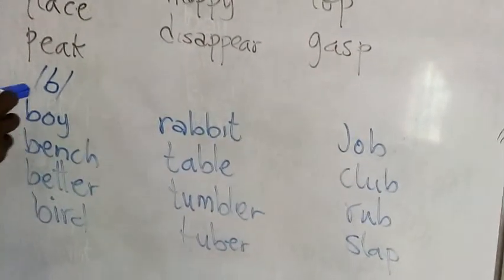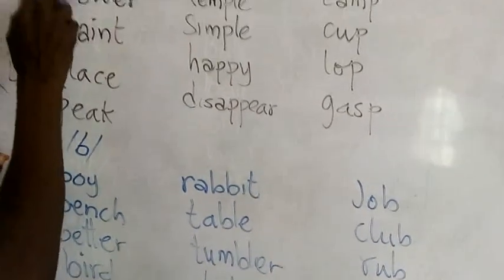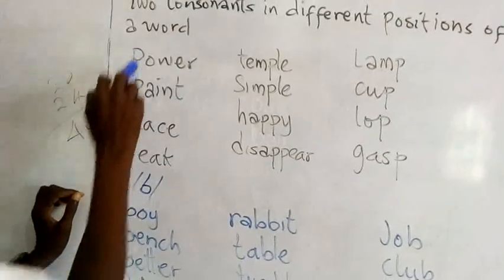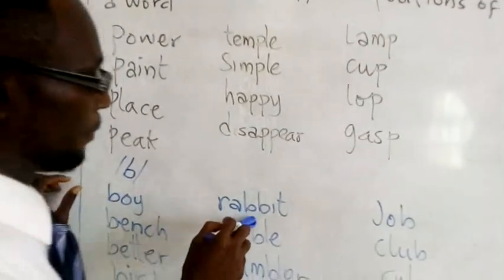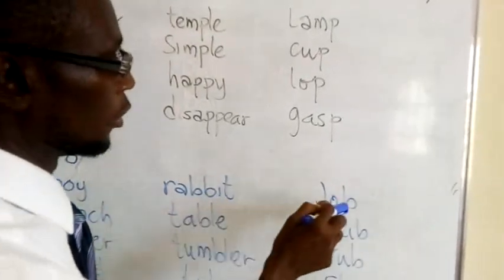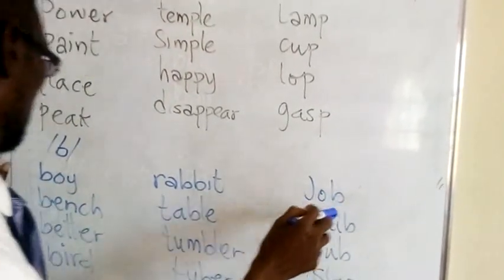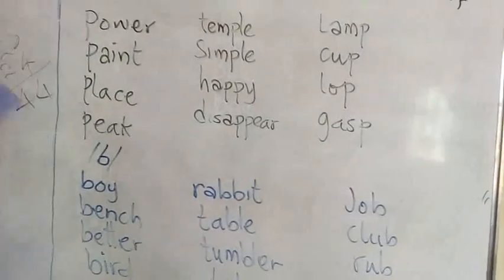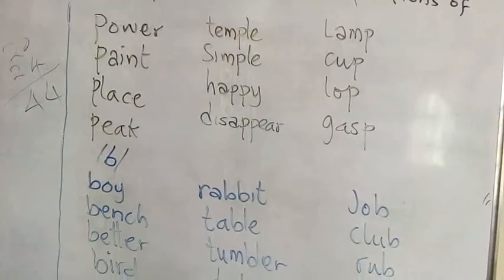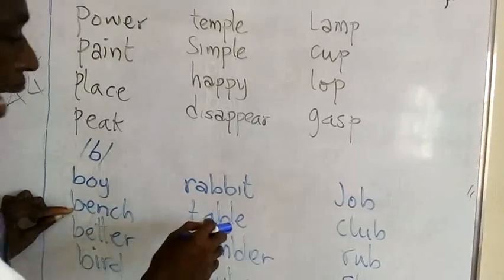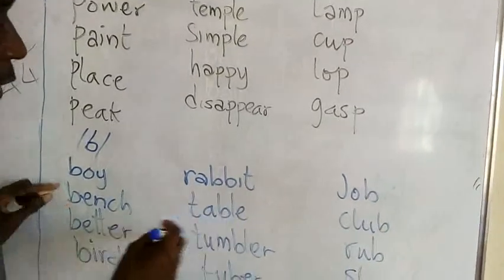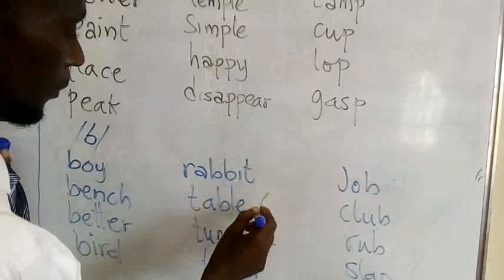Alright, now this is the consonant, just like this one. Remember that there are many pairs, B and B. So this one is boy at the initial position, rabbit in the middle position, jog in the final position, bench. B in the initial position, table is in the middle now.